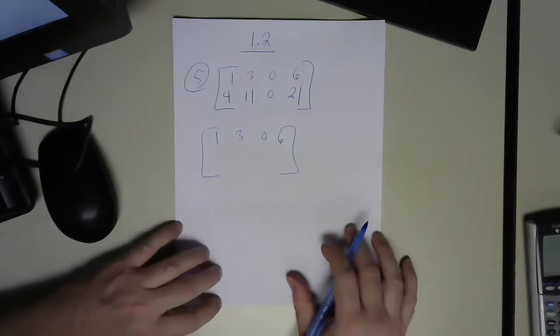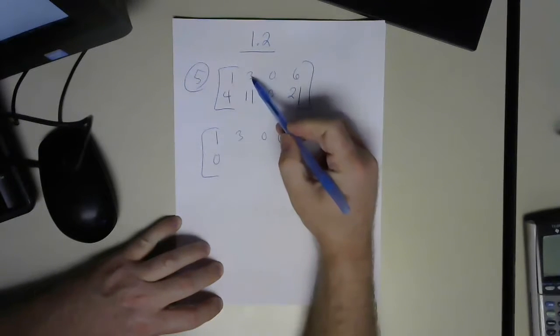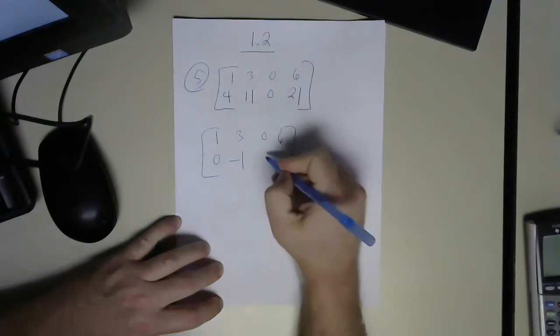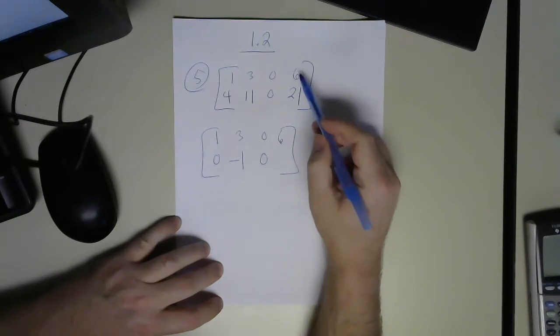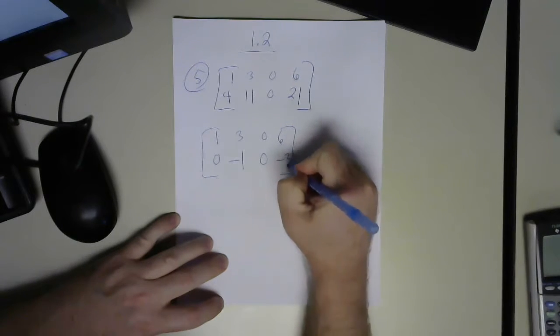And often when you have more variables than equations, you have infinitely many solutions. But let's see. Negative 4 times that plus that is 0. Negative 4 times that is negative 12, plus 11 is negative 1. The zeros aren't going to change. Negative 4 times 6 is negative 24, plus 21 is negative 3.